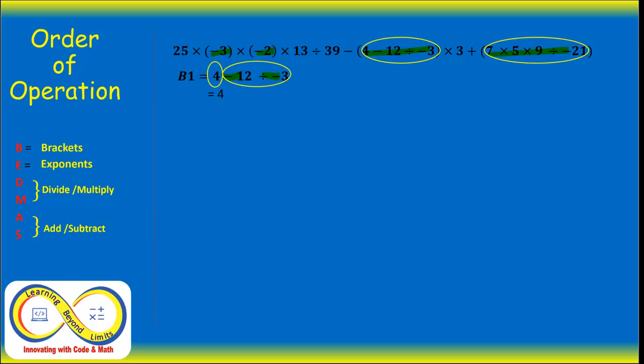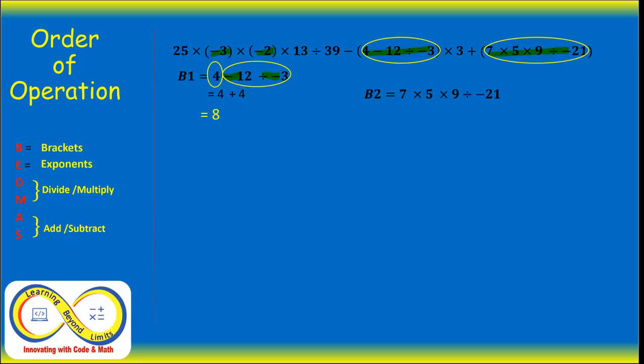Even number of negatives equals positive, so we're going to go ahead and divide 12 divided by 3, and our answer is going to be equal to positive 4. Solve that and we'll get 8. We're going to go for bracket 2 now.